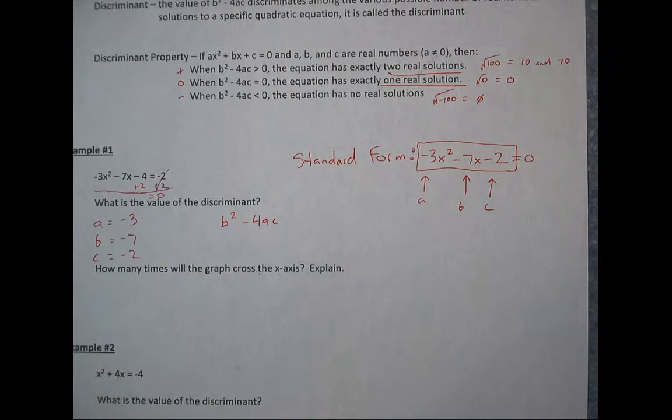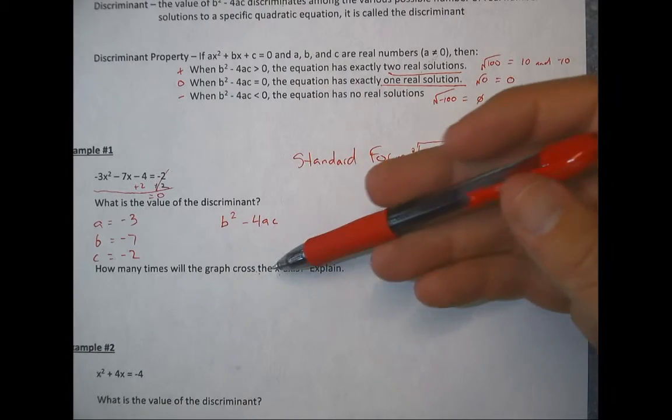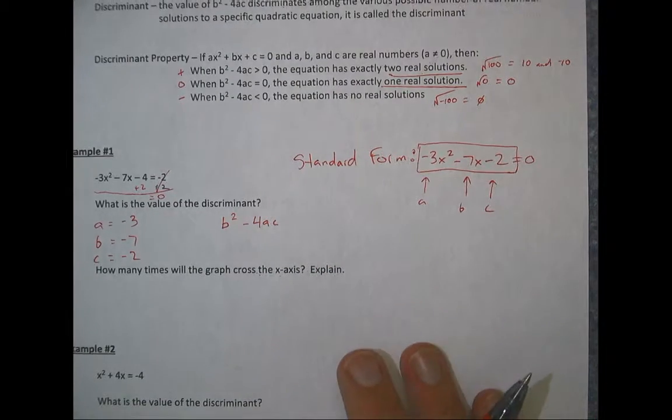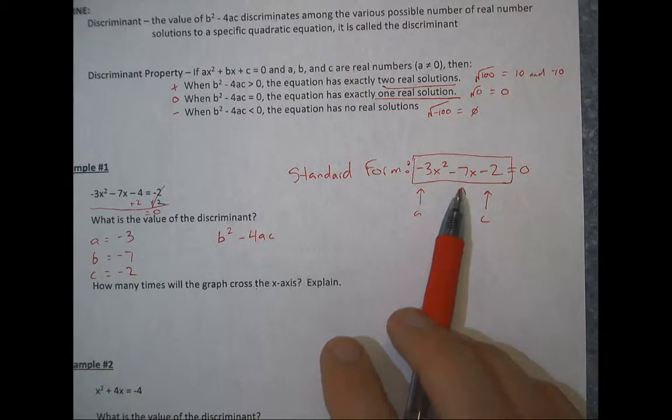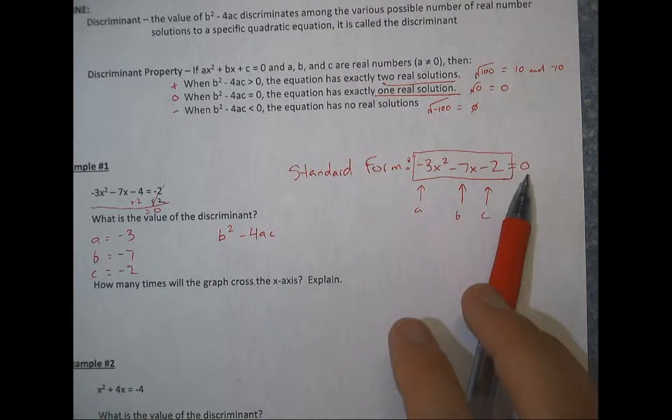This tells us how many times it's going to hit the x-axis. Now let's go back. You might be thinking, well, we were just talking about how many solutions there were. What does that have to do with crossing the x-axis? So if you look at this equation, you're plugging numbers in for x, and we want to know what numbers do we plug in for x to create a 0.